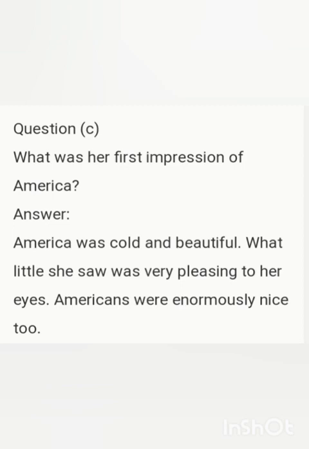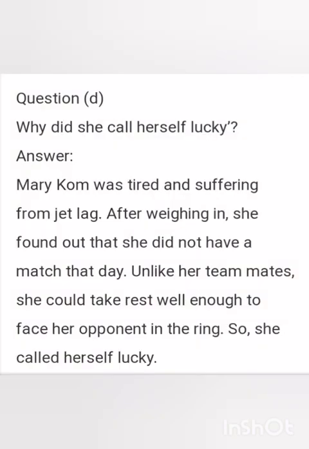Next question. Why did she call herself lucky? Mary Kom was tired and suffering from jet lag. After weighing in, she found out that she did not have a match that day. Unlike her teammates, she could take rest well enough to face her opponent in the ring. So she called herself lucky.